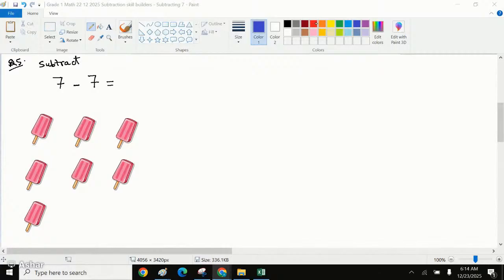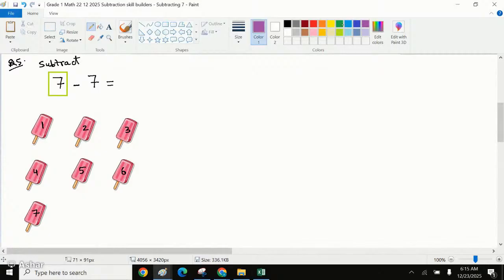That means we start with numbering them. This is 1, 2, 3, 4, 5, 6, and 7. We had a total of 7, right? Out of 7, we subtract 7. 7 minus 7 is? What is 7 minus 7? Okay, good. So we start subtracting.